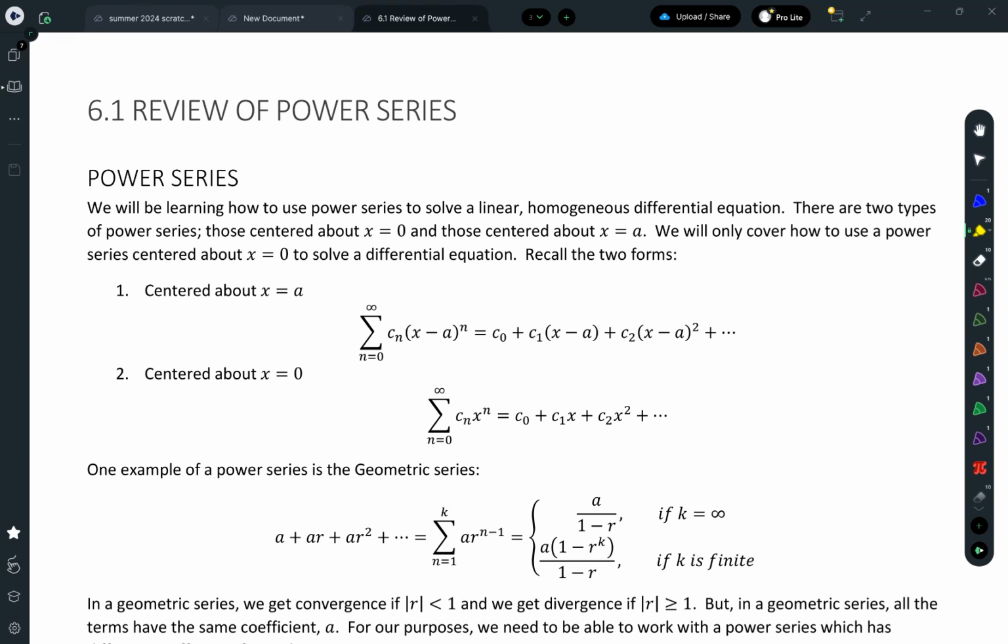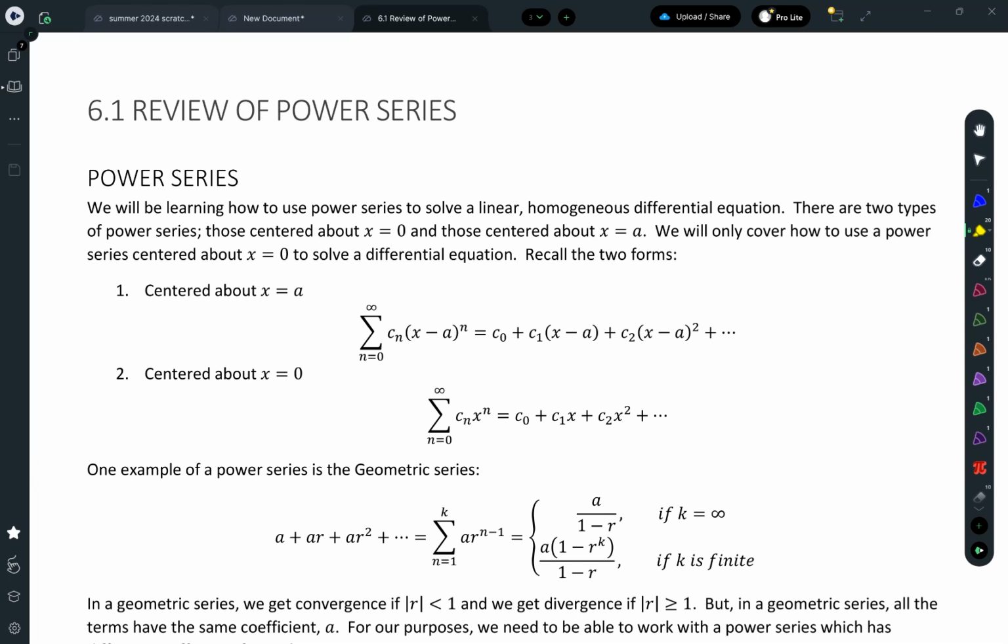All right, power series. Power series are nothing more than polynomials. That's it. It's just a sum of polynomial terms. But the idea is that they could be centered about 0 or centered about some other value, 2, 7, 13, -3, whatever. We call it a, okay? And so we have these two different forms.